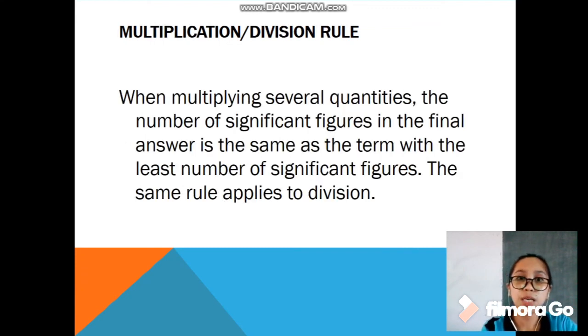Now let's go for the multiplication or division rule. When multiplying several quantities, the number of significant figures in the final answer is the same as the term with the least number of significant figures. Take note for this multiplication. Least number of significant figures in the given. So for multiplication and division, if there are, for example, 11, 102, 1, which has the least significant figure? The 1, with 1 significant figure. So your final answer must be based on that least significant figure.